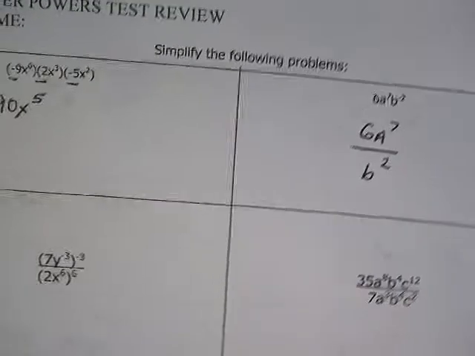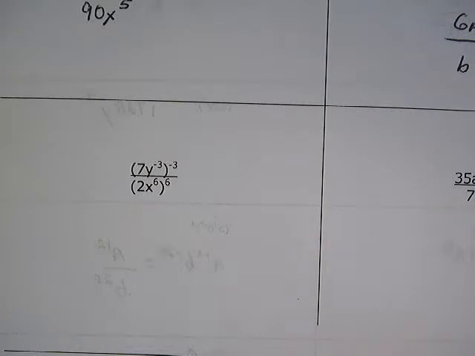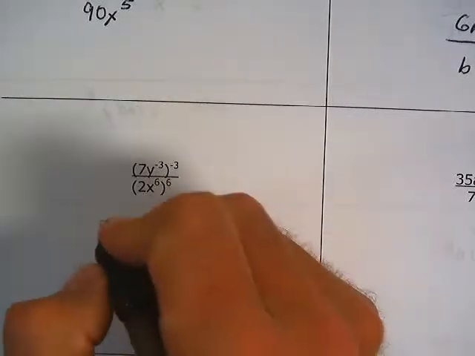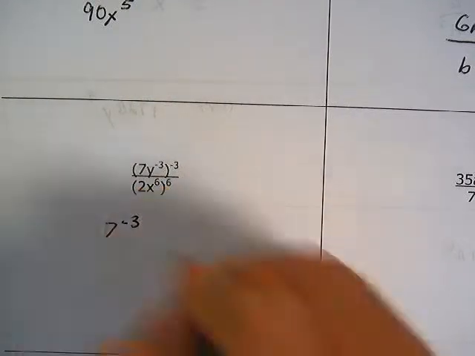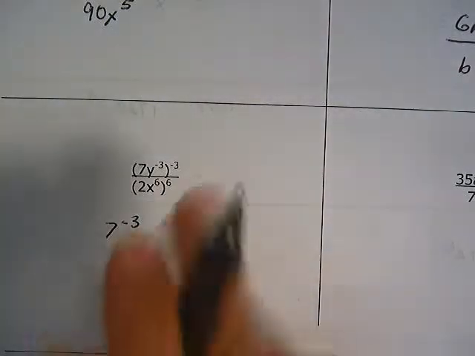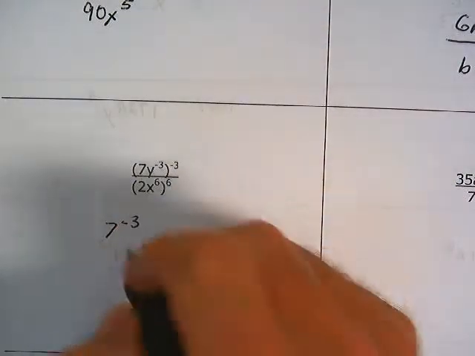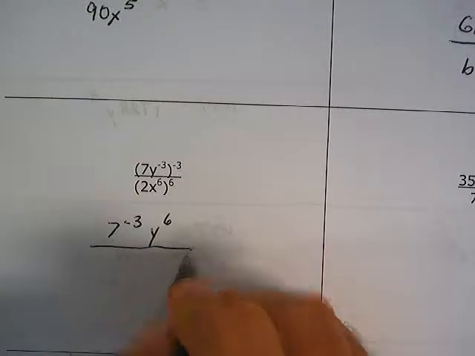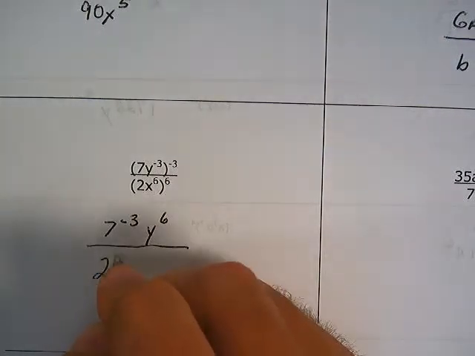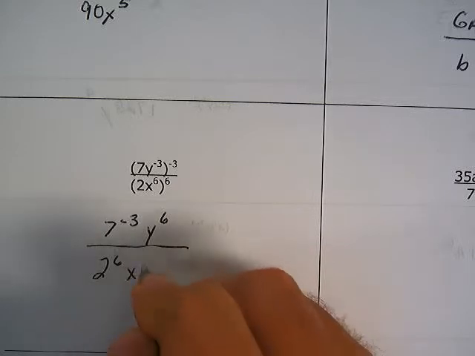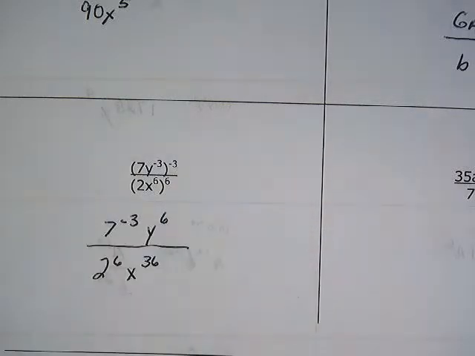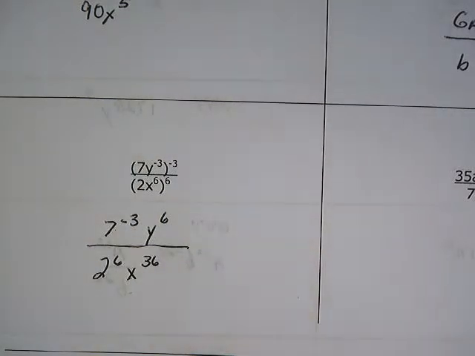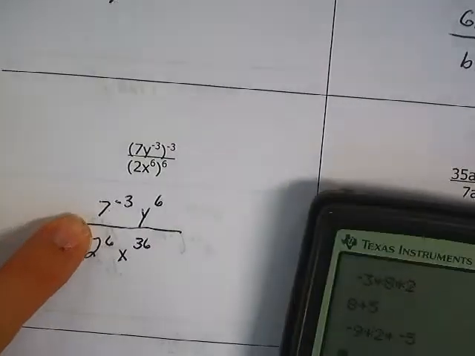Now, the next one deals with several rules. First of all, we're raising a power to a power. So now we're going to have 7 to the negative 3, we'll deal with that in a second, and that would be y to the 6th, all over 2 to the 6th power, x to the 6 times 6 is 36. So now we will have to move this to the bottom. Now, 7 to the 3rd power.